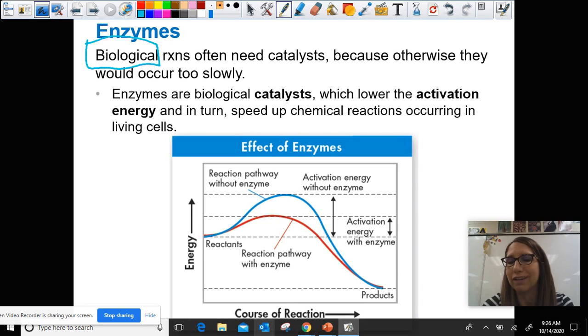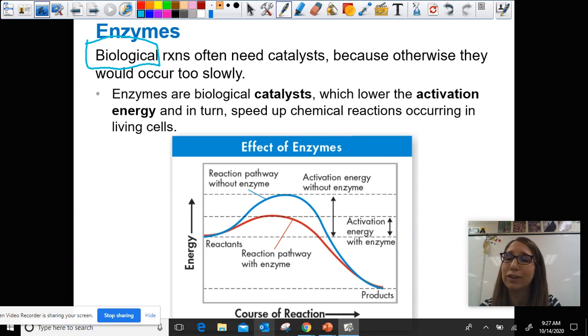Enzymes don't occur naturally in the non-living world. This is specific to cells. So biological reactions will often need catalysts to help speed up their chemical reactions. And enzymes are a type of catalyst that we see in living things.